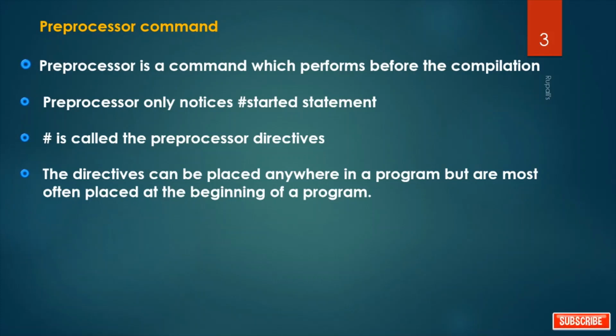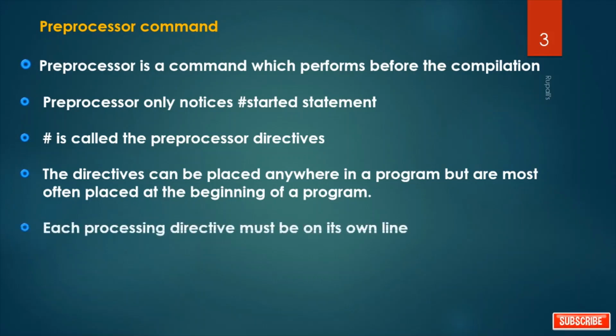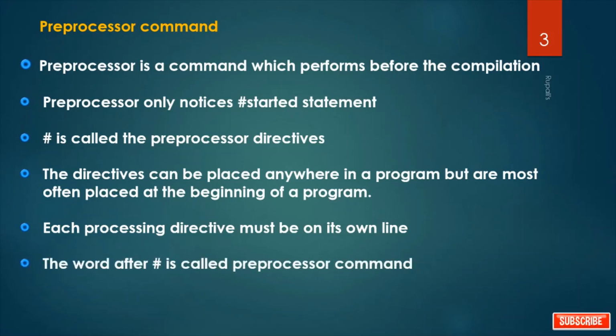So a preprocessor command that starts with hash can be placed anywhere in the program. You can write it anywhere in the program, but mainly it is written at the beginning. Each preprocessing directive must be on its own line. Different directives have separate lines. The word after hash is called the preprocessor command.